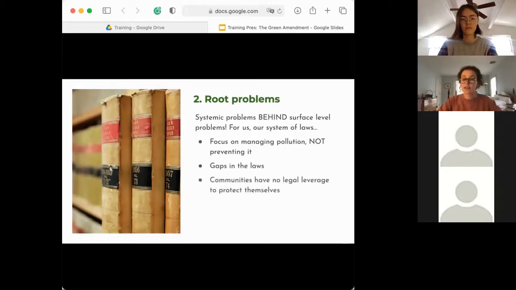Communities also have no legal leverage to protect themselves. The legal system is clearly just not a good enough tool as it is. Communities facing surface level problems cannot protect themselves in court or in local government. Environmental rights often lose out to economic concerns and low budgets. And polluters are really just not held accountable. Polluters can be individuals, corporations, the government. These laws, this legal system with the above features is just not good enough. Thus, degradation is able to continue.